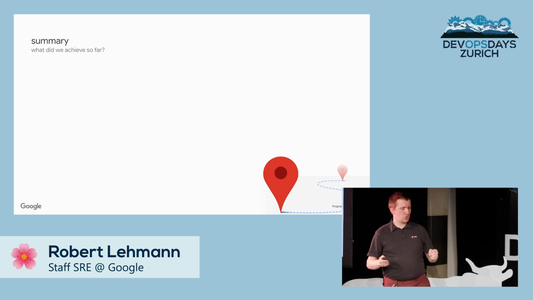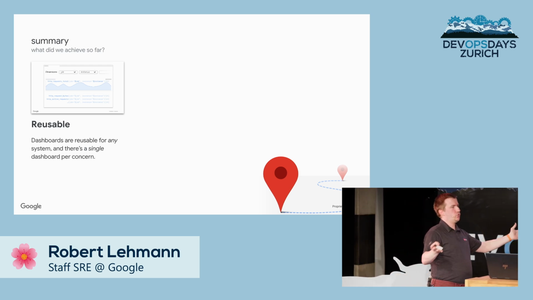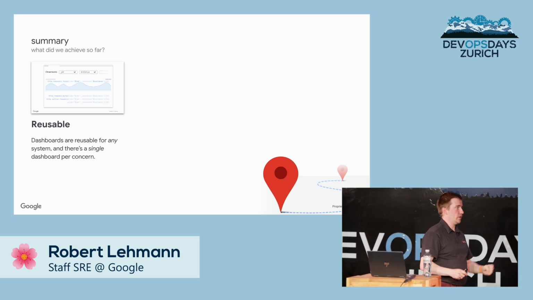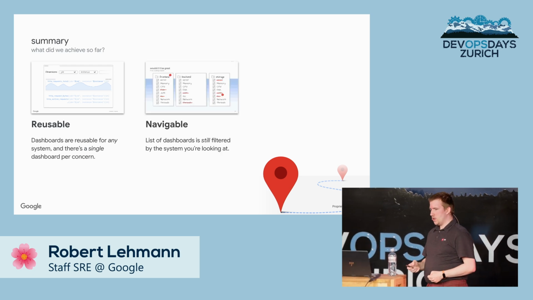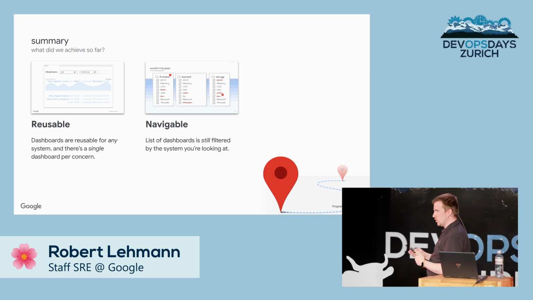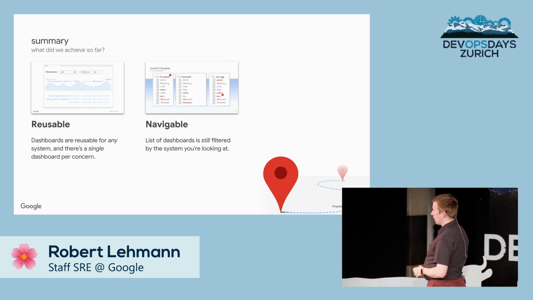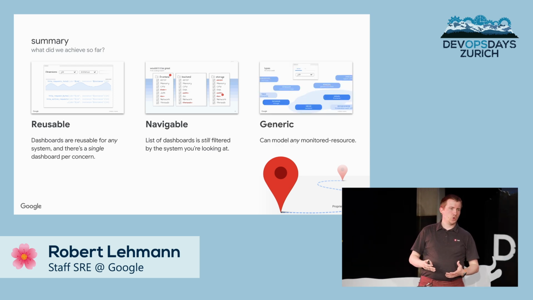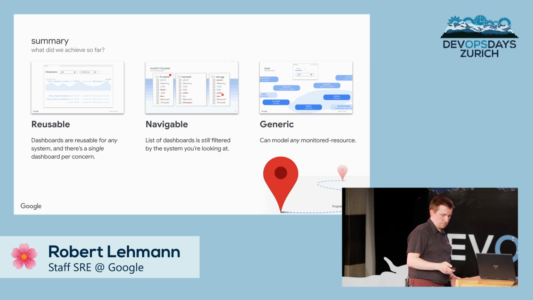Okay, so what did we achieve so far with the model I've described? We started with dashboards that you had to copy around and was just a mess. Then we made those reusable so that you would have the HTTP dashboard, the network dashboard, the disk dashboard, let's say. We then made those reusable and also filterable so that even when you reuse the same dashboards across all your systems, you don't have to navigate through thousands of lines of different dashboards. And then with the introduction of this scope type system, we also made it generic so that you could apply it to any sort of monitored resource that you have in your system.